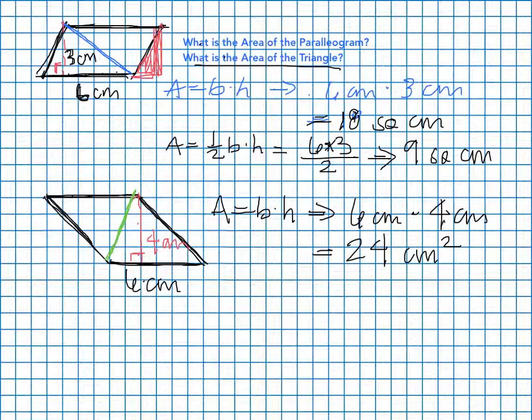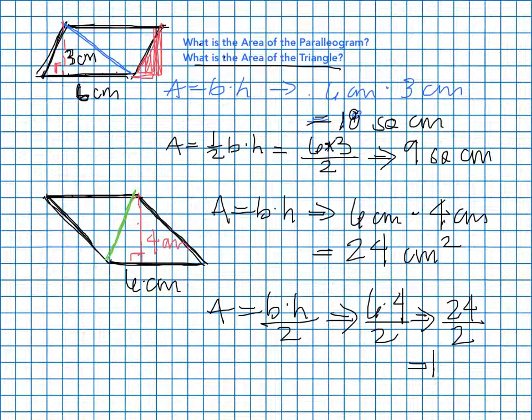The second question is, what is the area of the triangle? We can look at either this triangle or this triangle, and I will tell you, boys and girls, that the area of both of these triangles is going to be the same. We take area equals base times height, and divide it by 2, or 1/2 base times height. When we fill in our numbers, we've got 6 times 4 divided by 2, which gives us 24 divided by 2, which gives us 12 square centimeters.